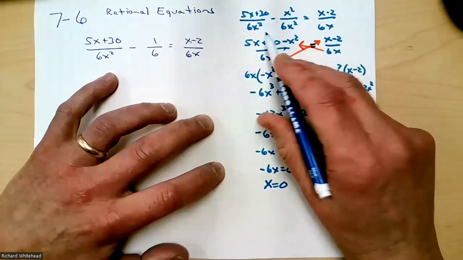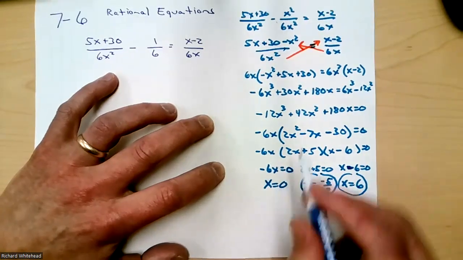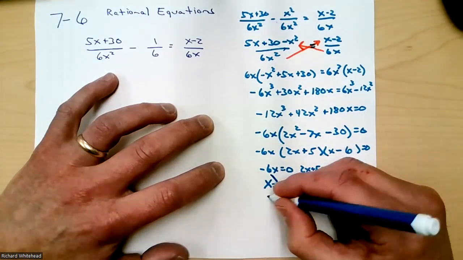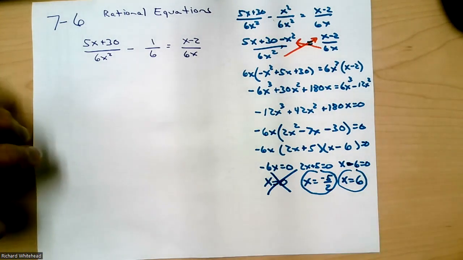If you check the negative 5 halves, it doesn't make 0 in the denominator, it does check. If you plug 0 in here, you get 0 in the denominator. It doesn't check. So we need to be sure to check our answers, okay? But like I said, I do not recommend that method. Here's a shorter way to do it.